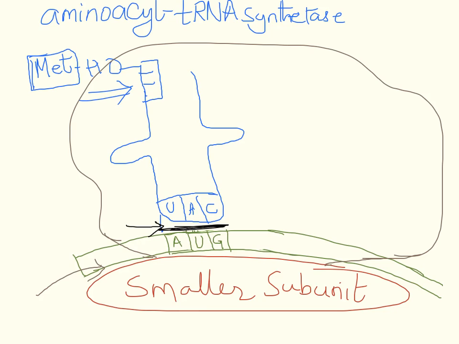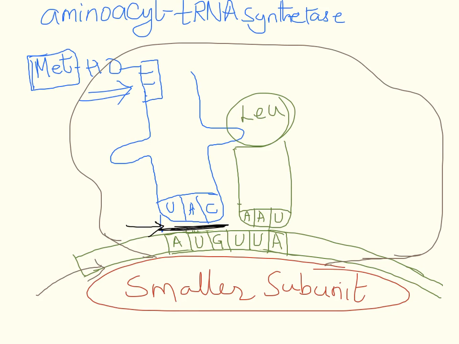The next thing that happens is the second tRNA binds here. Let's say the next sequence here is UUA. So another tRNA binds with a complementary sequence, which would be AAU, and of course this would be specific to another amino acid, and in this case the amino acid would be leucine.